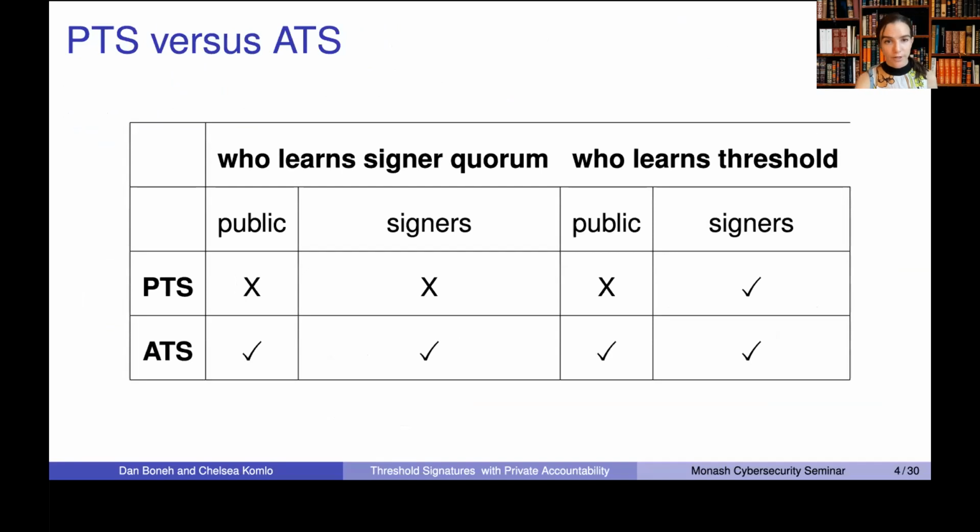On the other hand, for an ATS, just by looking at that signature, you would be able to tell the signer quorum and the threshold. So just by looking at a signature, you'd be able to say, oh, signers 1 and 2 participated, and 2 out of the 3 are required in order to sign. So that's really how we distinguish between PTS and an ATS.